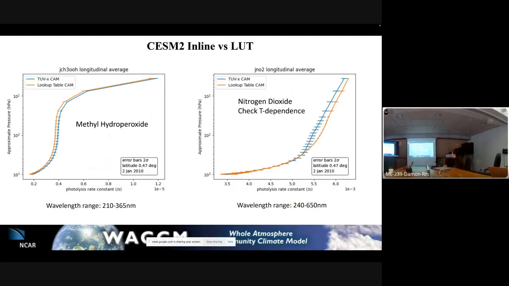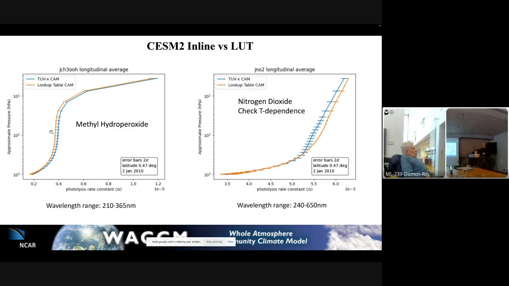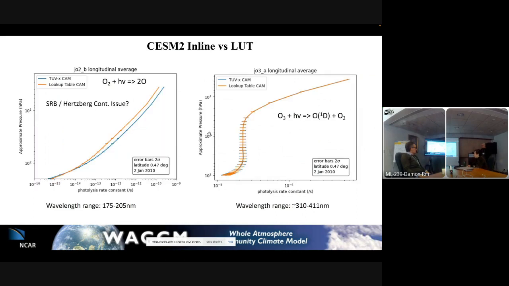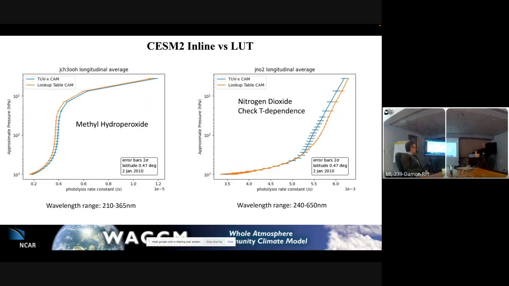If you go to another species, methyl hydroperoxide, this species has cross sections between 210 and 365 nanometers. It doesn't have any temperature dependence or pressure dependence. I picked this because I just wanted to see what it looks like. And assuming that we're using the same cross sections, which I think we are, there's some differences, but not a lot. So maybe this is some radiative transfer differences. I don't know. But based on this ozone comparison, I doubt that. So I'm a little confused why it's different.